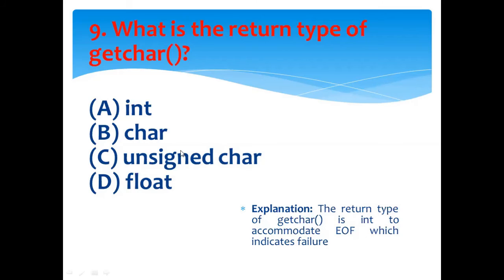Usually when you reach an end of a file, it means that it is a failure. Failure in the sense 0, success in the sense 1. If it reaches end of a file, it means a case of failure, that is 0. So either 0 or 1 is what is returned by the getchar inbuilt function. So integer will be the return type of getchar. So our option number 1 is the answer for our question.